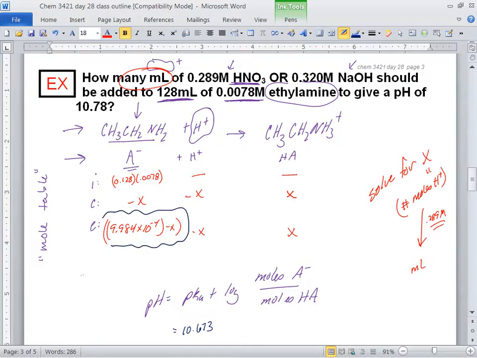Yeah, but it has to be minus x though, right? Yeah, so whatever's in that E row are the moles at equilibrium. So this is what we're going to be substituting in. So the whole 9.984 times 10 to the negative 4 minus x goes in for A minus, for the conjugate base.